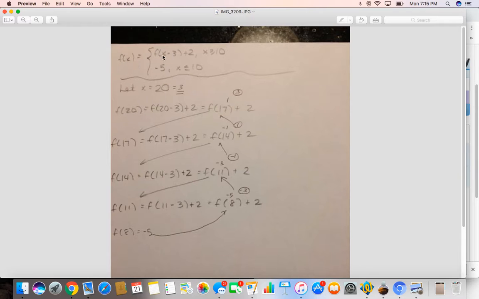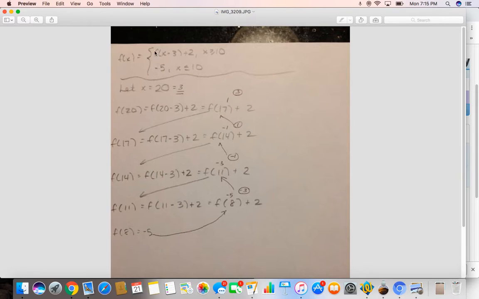Inside the piecewise function, since x is greater than or equal to 10, we're going to use this definition. So we plug in 20 for x. f of 20 minus 3 plus 2, I simplify this and I get f of 17 plus 2. Looking back at my recursive definition, 17 is greater than or equal to 10, so I'm going to need to call the function again, but this time instead of x equaling 20, it's going to be 17. So then I start the process again.